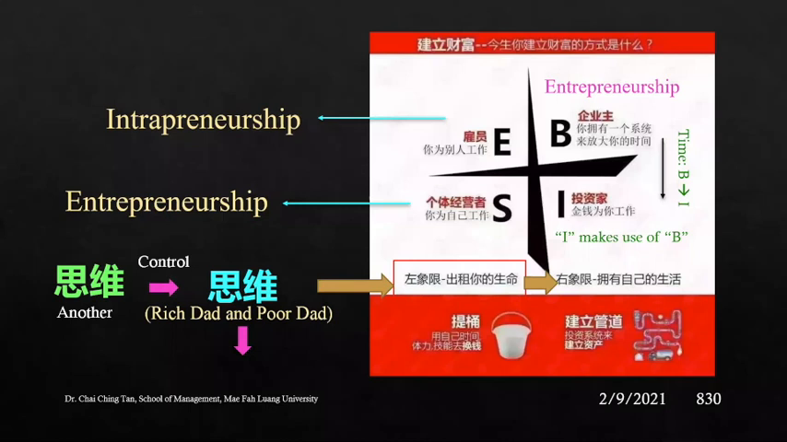If you are on the left hand side, I offer my life. My whole life is offered. So what do you mean? There are two ways people offer their life. One is called self-employed. The other one is called employee.